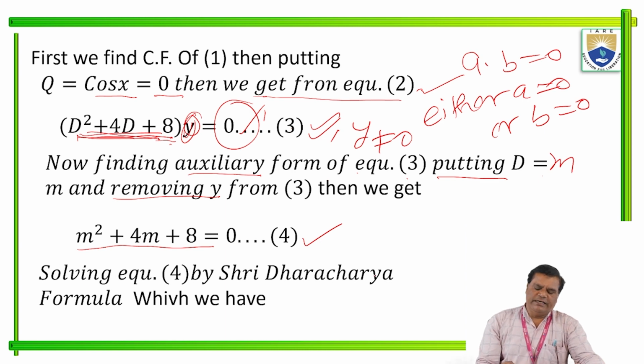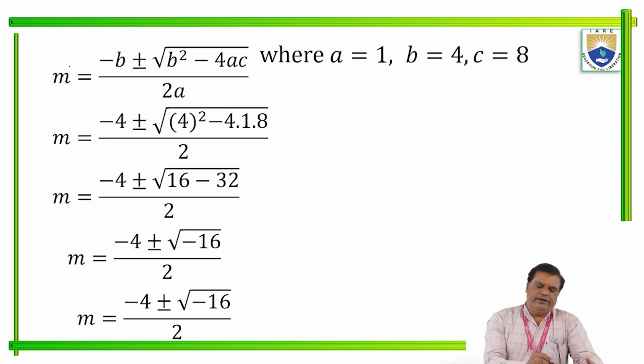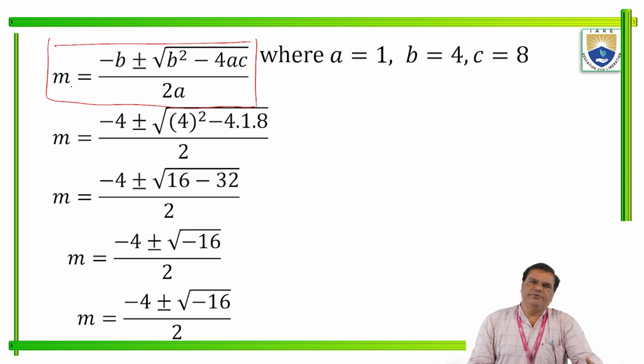Solving equation 4 by Sridharacharya formula. We can also factorize it, or make a perfect square; any formula can be applied. First is factorizing, second is perfect square, third is using the Sridharacharya formula. We know the formula: m equal to minus b plus minus under root b square minus 4ac upon 2a.